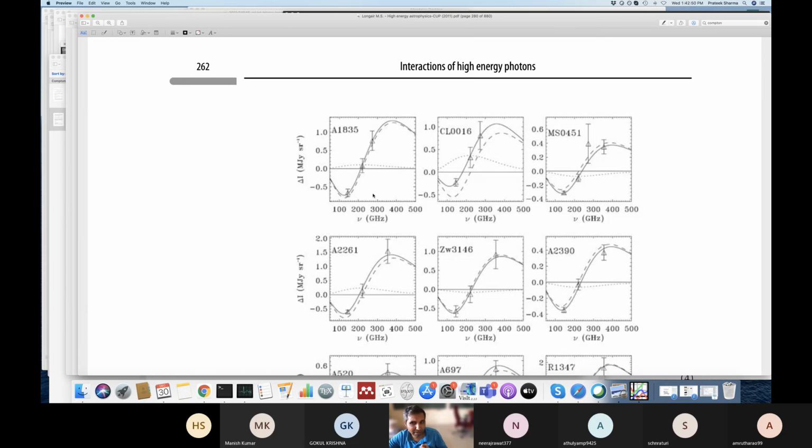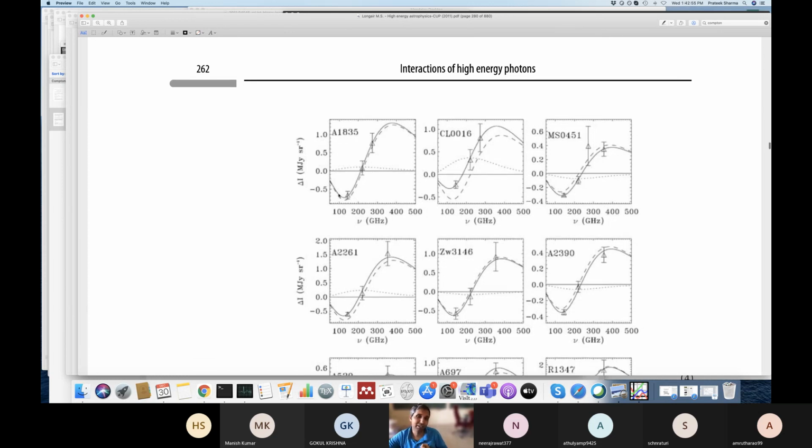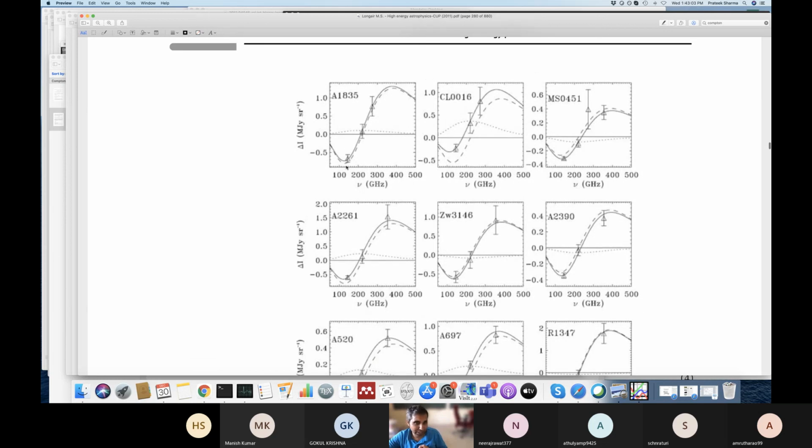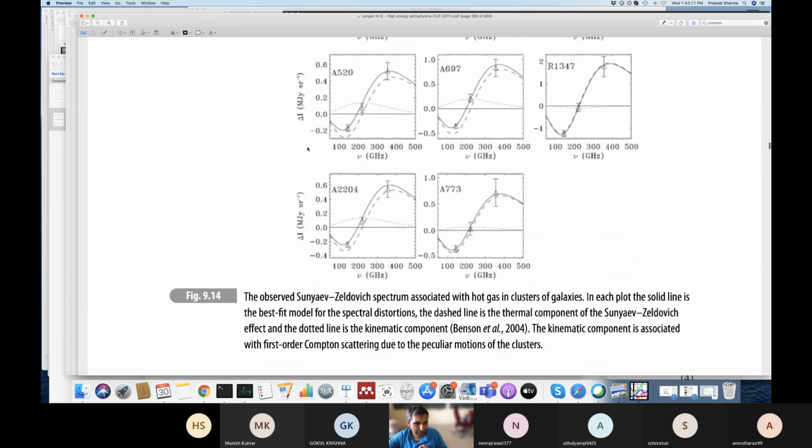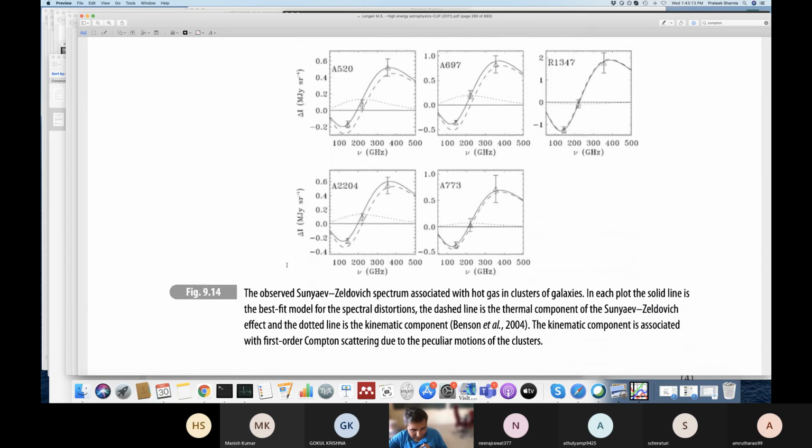This is called the Sunyaev-Zeldovich effect, the SZ effect. It's actually very, very important in detecting and finding new galaxy clusters at high redshifts. And you see this signal is actually tiny. This delta I, what are the units? Just a sec. The observed SZ spectrum associated with hot gas in clusters of galaxies. The solid line is the best fit model.